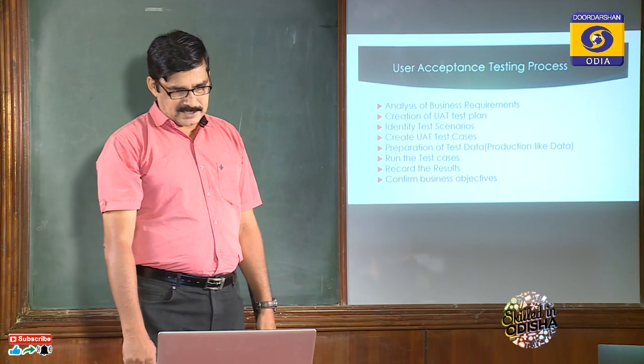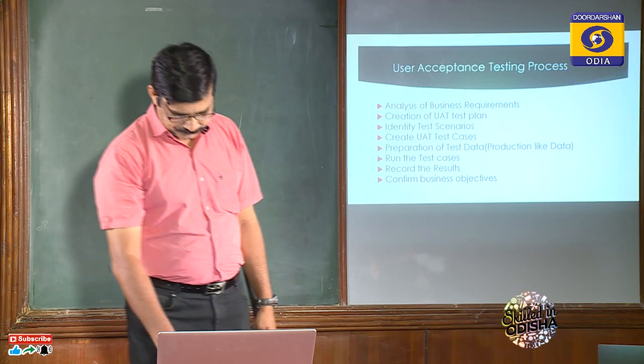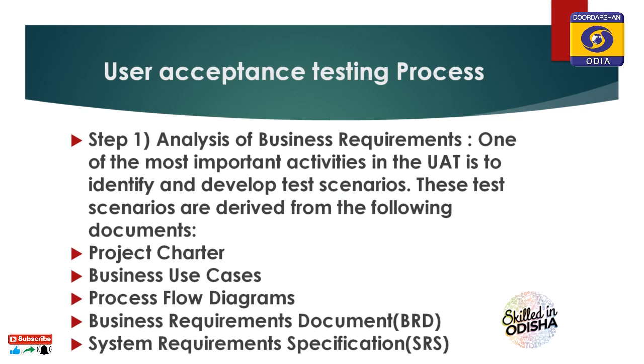Point wise, the user acceptance testing process is: analysis of business requirement, creation of UAT test plan, identify test scenarios, create UAT test cases, preparation of test data or production like data, run the test cases, record the results and confirm business objectives. Now we will move to the steps involved in the user acceptance testing process.